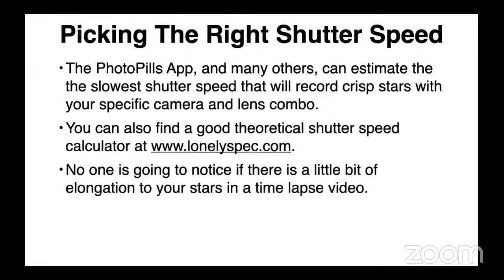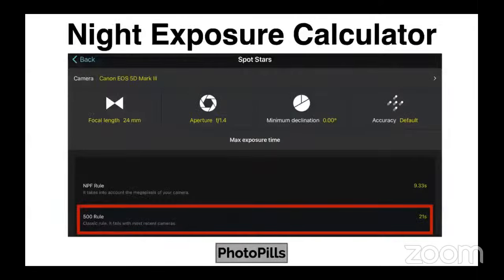Next, the shutter speed. For this, we can use an app like PhotoPills. It's one I'm really fond of, but there are others. Or we could use a website. There's a website called lonelyspec.com where we'll tell it, this is the lens and camera I'm using. What's the best shutter speed to get nice, sharp stars? Okay, so let's say we go to that app, PhotoPills. It works on iPhones, works on Android phones.